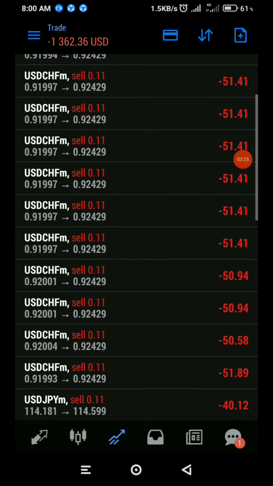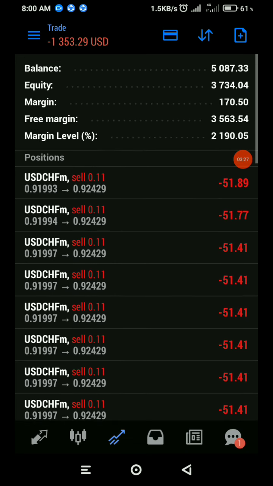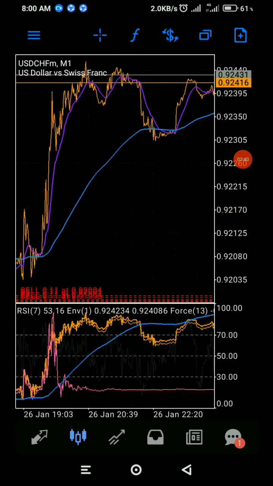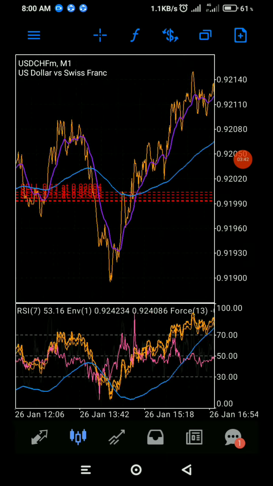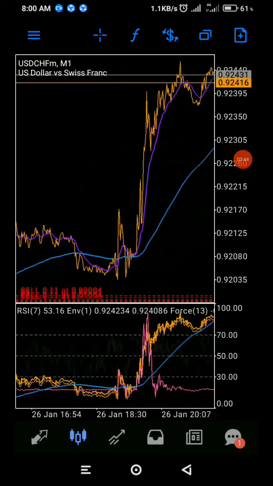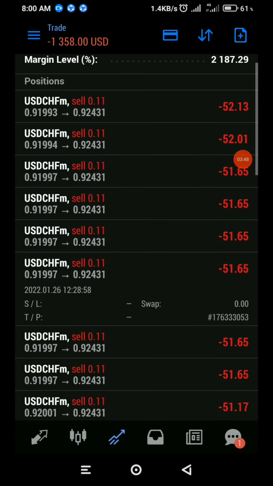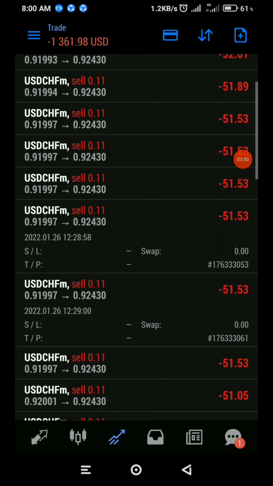So at this stage you have to pay more attention, because here you see that our balance shows 5,000 USD, but we are in more than $1,000 floating loss. That's why our equity is near 3,000 USD, and here USDCHF is in a great floating loss.